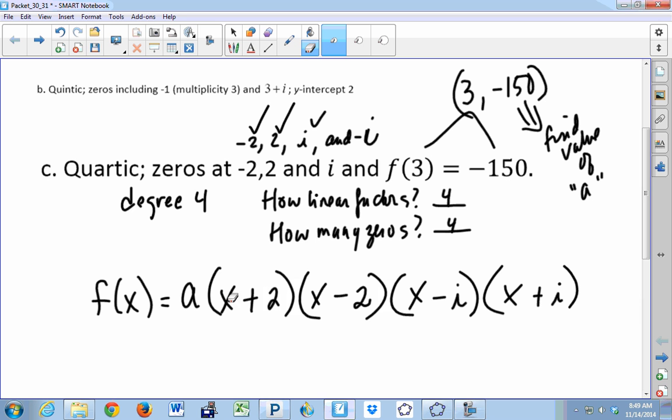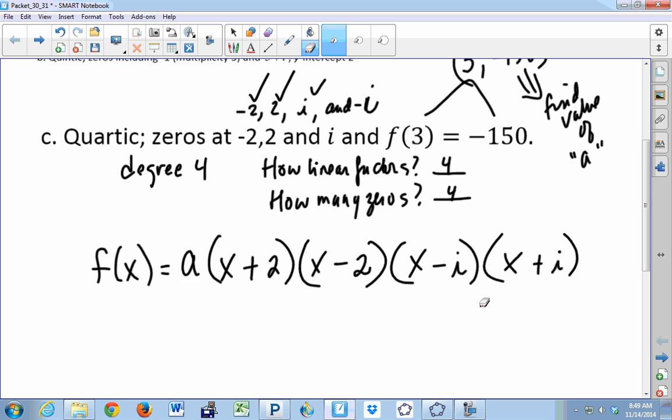What's nice about this factoring is that the first 2 factors are conjugates of each other. So when you multiply them with FOIL, your middle term disappears. Makes it real easy. You're going to get the difference of perfect squares here. And when you multiply these 2, which are conjugates, you're going to get the sum of perfect squares. So this becomes a times (x squared minus 4) times (x squared plus 1).